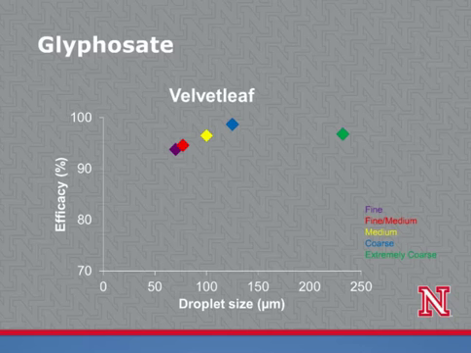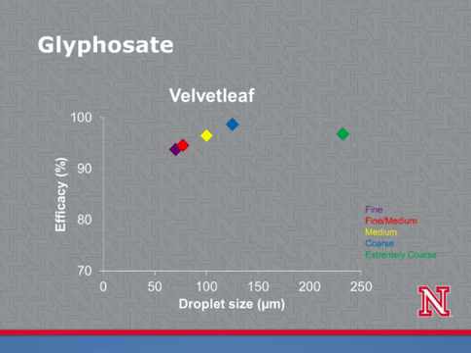Now in this table, you can see the exact same layout, the droplet size on the x-axis and the efficacy on the y-axis. This time we have just a little bit less control with the fine and the fine to medium size spray droplet. You can see as we go to the medium and then the coarse, we continue to see an increase in efficacy. While we get greater than 90% control with 11 ounces of PowerMax, you can see that there's a slight difference in the amount of control we get from various different droplet sizes on velvet leaf.